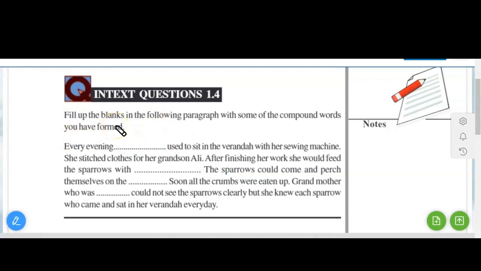Fill up the blanks in the following paragraph with some of the compound words you have formed. So already you have formed some words that match the following. Use them to fill these gaps. Every evening blank used to sit in the veranda with her sewing machine. I think it's grandmother because that word was mentioned there, grand plus mother. She stitched clothes for her grandson. So if it is grandson, it's clear it is grandmother here. Grandmother.